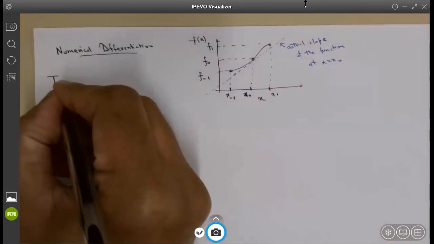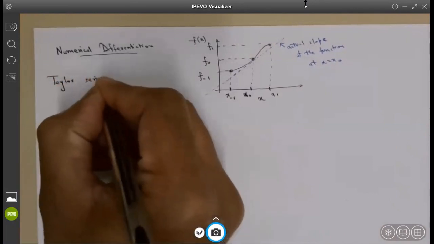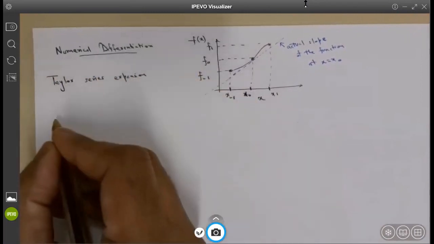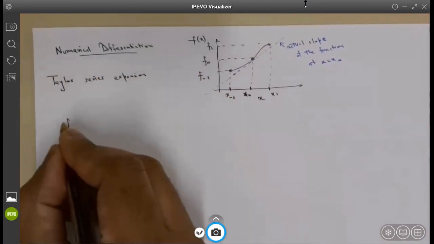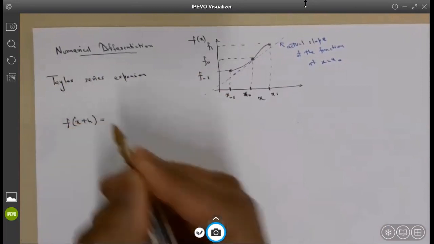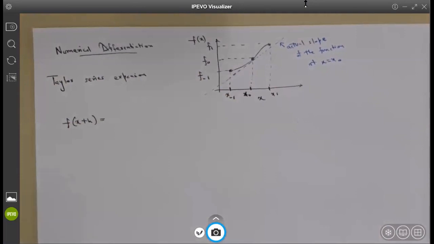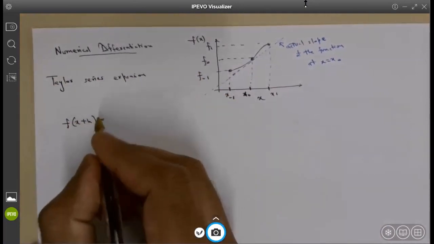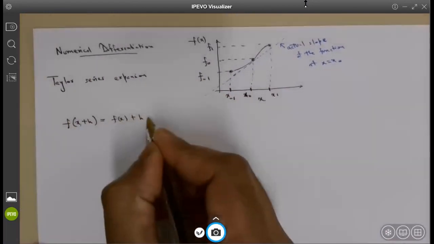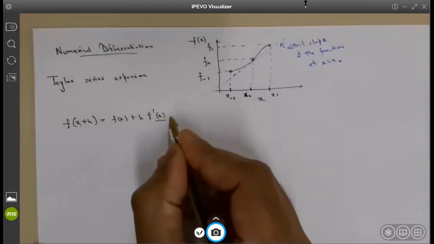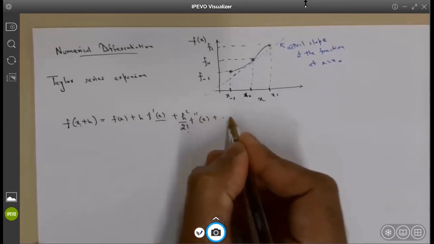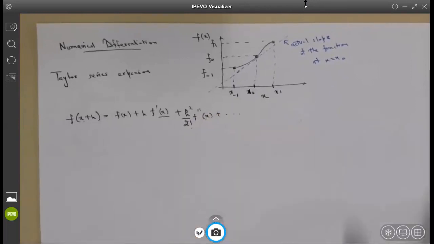But analytically it is all based on the Taylor series expansion. So let's talk about what the Taylor series expansion is. For example, if you have to expand f of x plus h about f of x, the Taylor series expansion is given by f of x plus h times f prime x plus h squared by 2 factorial f double prime x and so on. Is everybody okay with that?